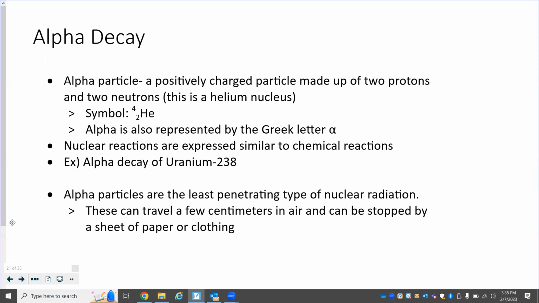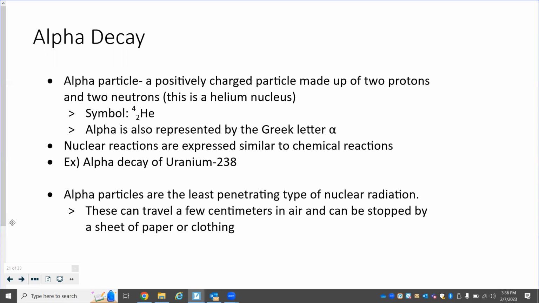So first thing that can occur is a substance can go through alpha decay. Whenever it goes through alpha decay, that means it gives off an alpha particle. An alpha particle is a positively charged particle made up of 2 protons and 2 neutrons, which is the same thing as a helium nucleus.